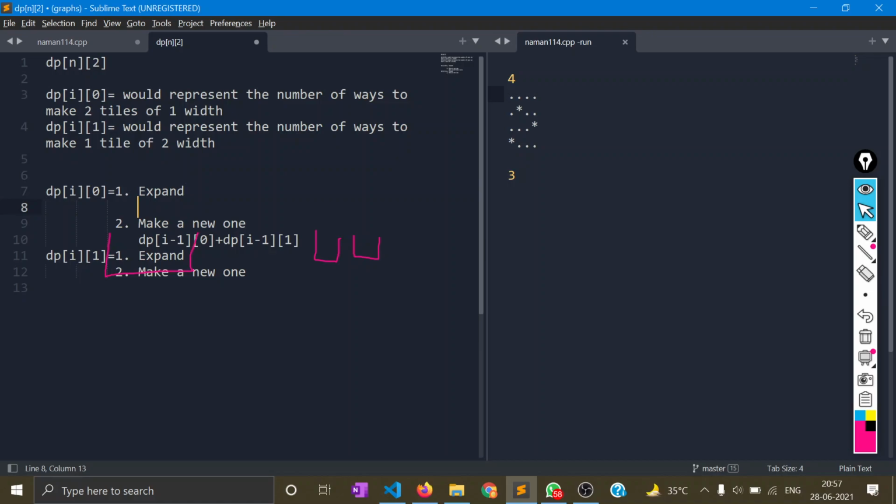if we expand, and here please note that we are expanding two tiles of one width, right? There are three cases, right? First case, actually this is the critical part where you need to think why it is 3 into dp I minus 1 0. So this is the actual answer: if we expand to 1 cross 1 tiles, then our number of ways would be 3 into dp I minus 1 0.